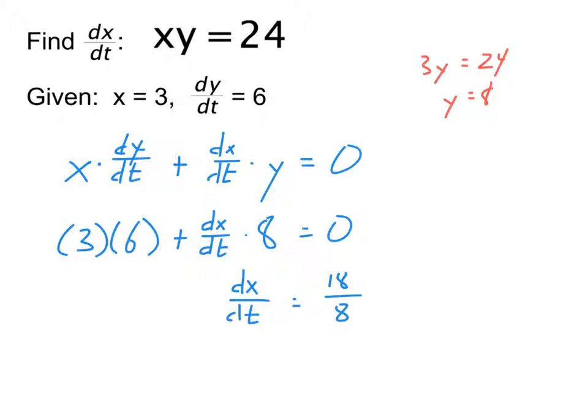And so when we solve it algebraically, we subtract the 18 from both sides, then we divide both sides by 8. We get negative 18/8. Go ahead and reduce that down. You should get an answer of negative 9/4 or negative 2.25 as well.